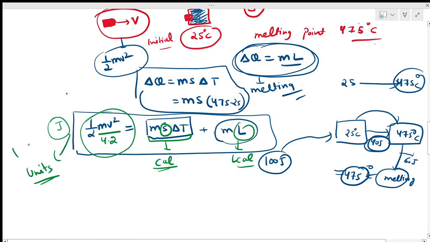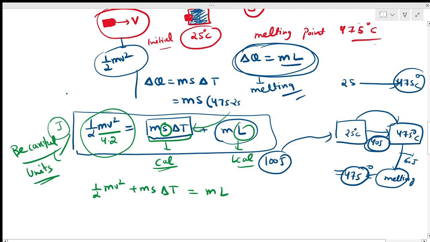So you got the answer. There are four equations given. One equation must be like this: in place of delta T, you put 475 minus 25. Got it now? Perfect. One equation is this, one is this, and another is this. So now you are understanding how the options are given. So this one is the correct option.